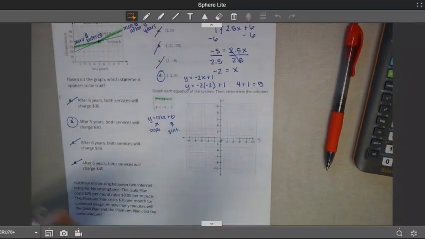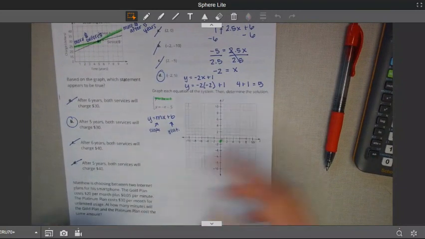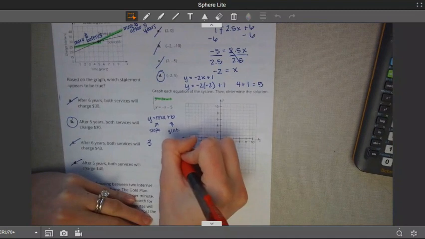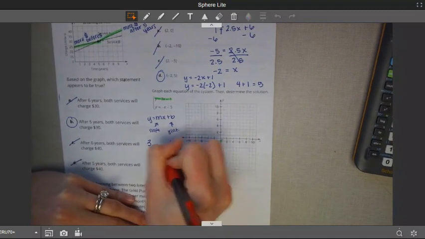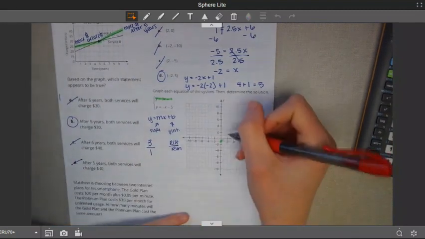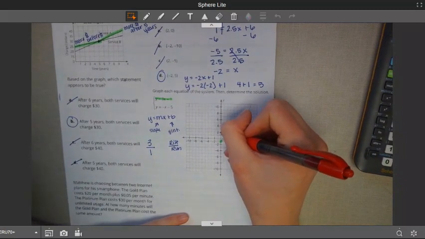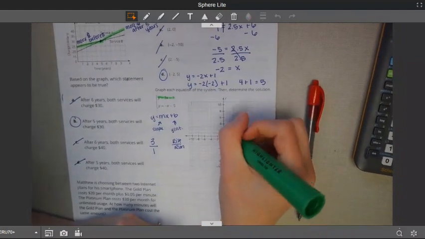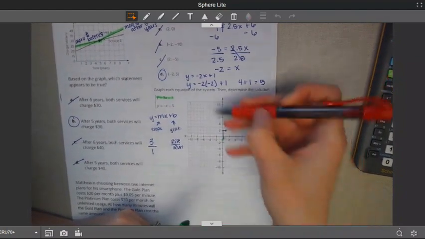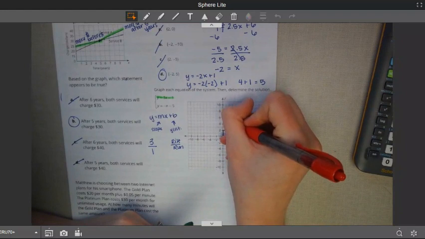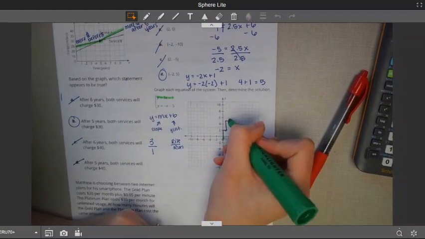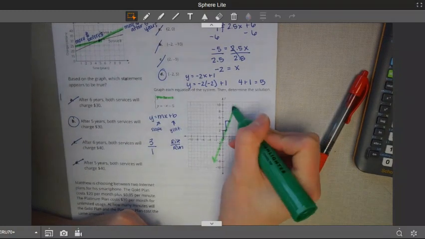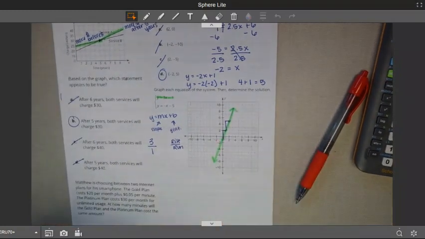I'm going to do this line in green. Okay. And then my slope is 3. Well, I want my slope to be a fraction in the form of rise over run. So to make the whole number 3 a fraction, I put it over 1. So I'm going to go up 1, 2, 3, rise 3. I go over 1. Here's the next point. I can do that again. I go up 3 over 1. Here's my next point. And then I can make my line. So there's the first line.